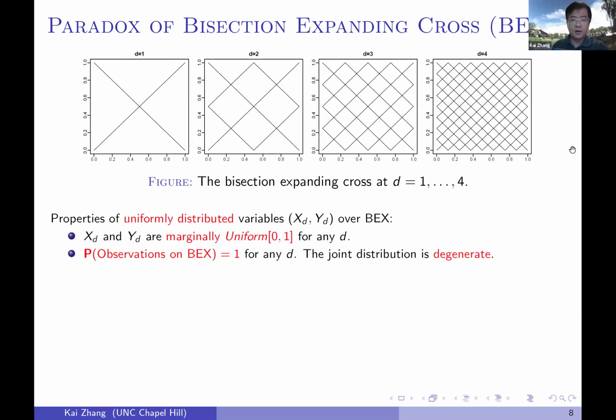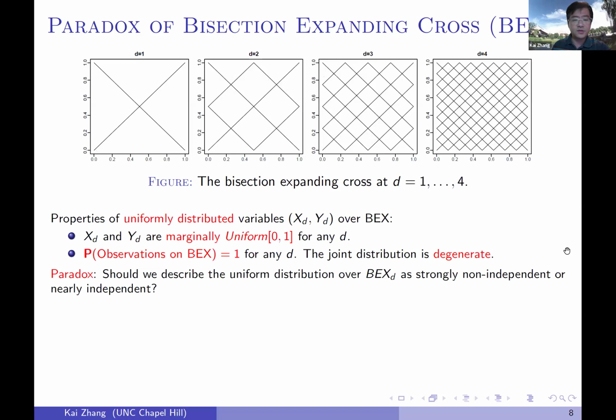There are two interesting properties about the uniform distribution over these grid lines. The first property is that if you look at things marginally, the marginal distributions are uniform on [0,1], so it's a copula, right? But if you look at things jointly, then the joint distribution is degenerate, right? All points are on the lines, so the support is one-dimensional. These two properties lead to an interesting paradox: whether we should describe the uniform distribution over the grid lines as strongly non-independent or nearly independent.